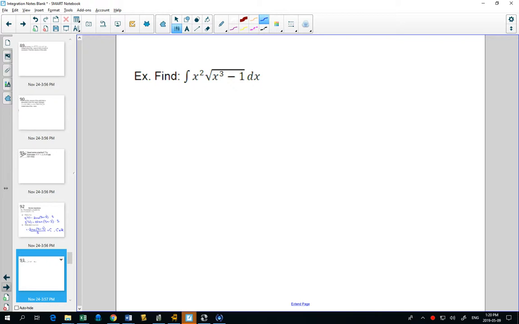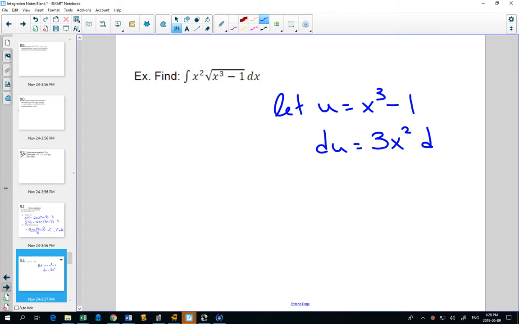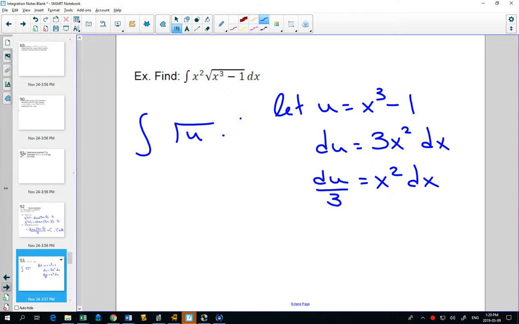But substitution, we do have a function inside of another one, and the derivative is x squared, which shows up in the front. So if I rewrite my integral, I have the square root of u, and the x squared dx can get replaced by du over 3.